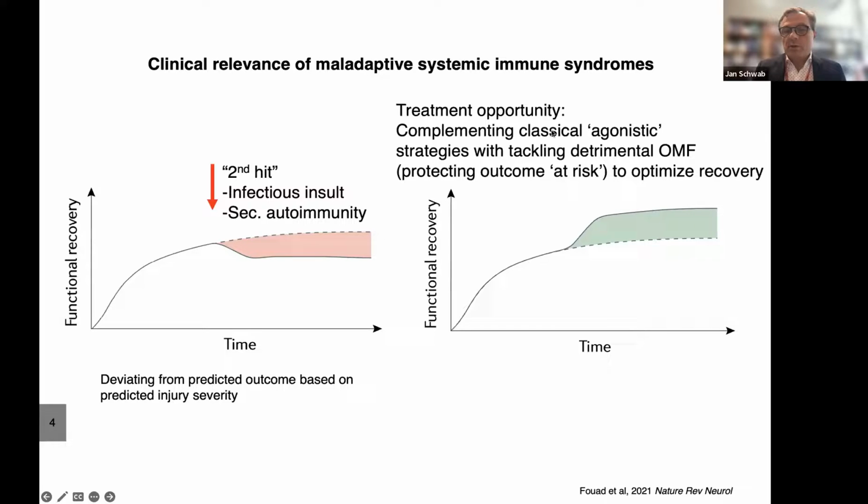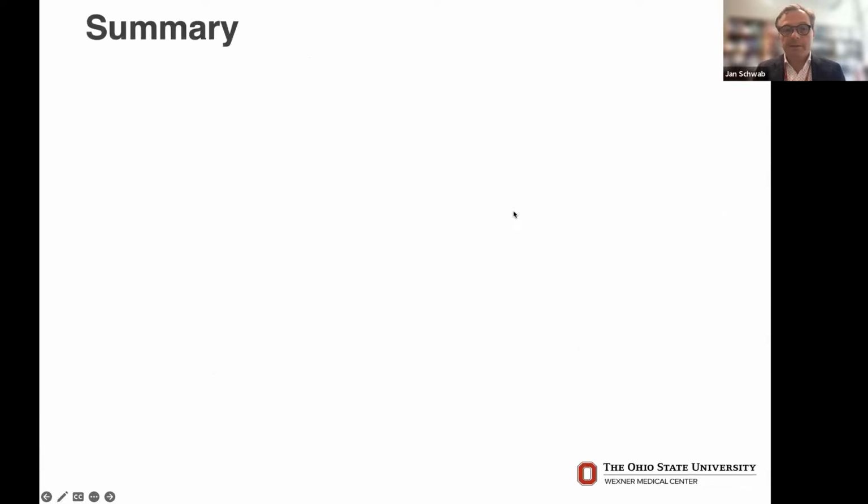We see that also as a treatment opportunity, not only focusing on agonistic approaches, which are important and which we have done in the past, trying to get more cues to the patient, such as intensity of rehabilitation. But besides these agonistic approaches, it appears to be worthwhile also to include strategies trying to tackle detrimental outcome-modifying factors in order to better protect outcome at risk.